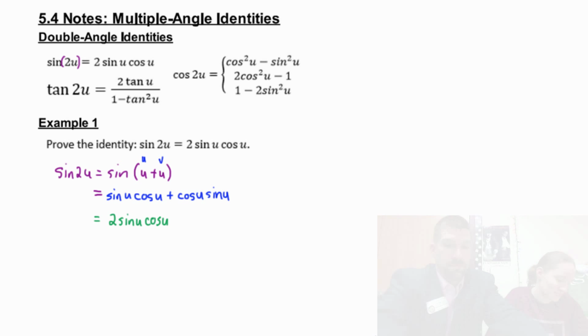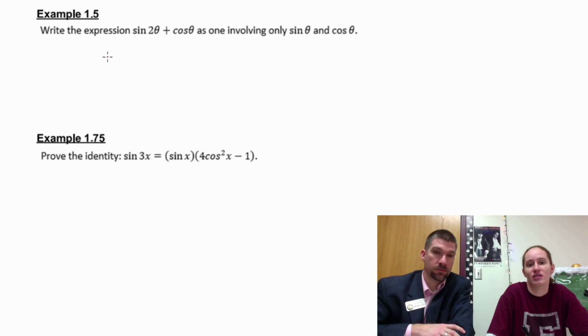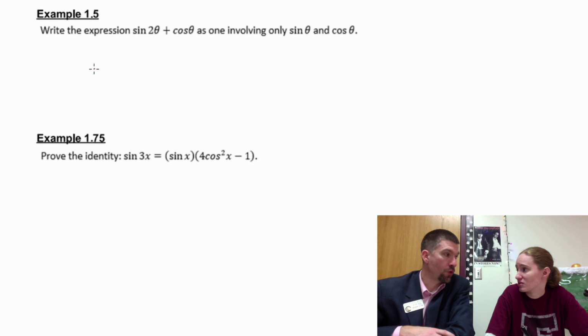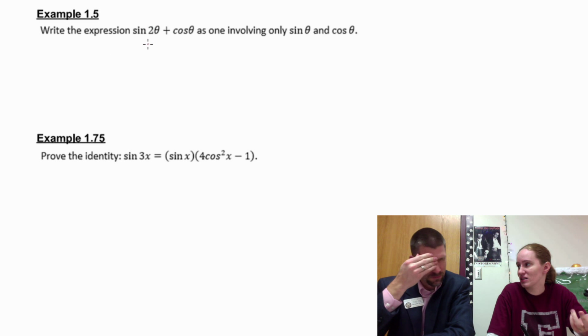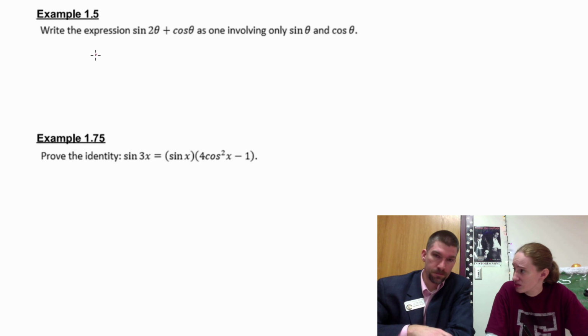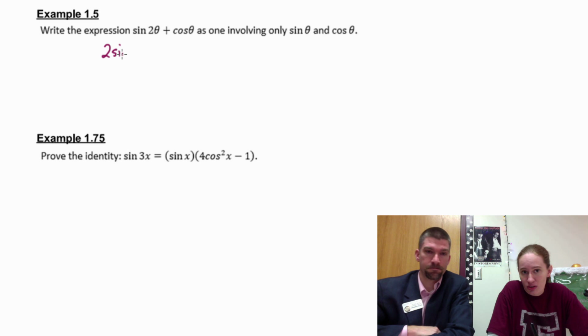Write the expression sine 2 theta plus cosine theta as an expression involving only sine theta and cosine theta. So we want to get that 2 out from inside. I threw this in here because this is kind of tricky if you don't understand what the directions are asking. They just want us to use those identities until all we have is sine theta and cosine theta without any numbers in front. So sine 2 theta equals 2 sine theta cosine theta. So we switch it out.